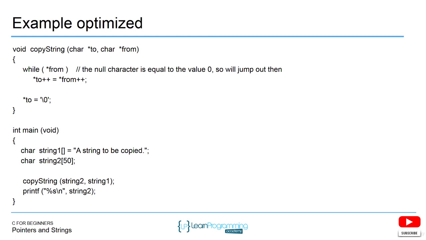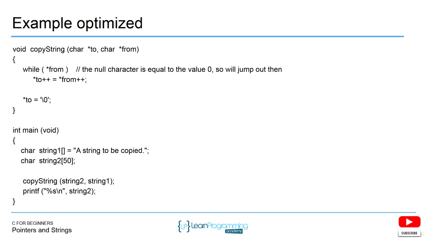Right? What is that doing? That's dereferencing from to see what the value of that character is. So when we're at the end of the string that we want to copy from, we jump out. Otherwise, we just put our modification of our pointers right in there: to++, from++.